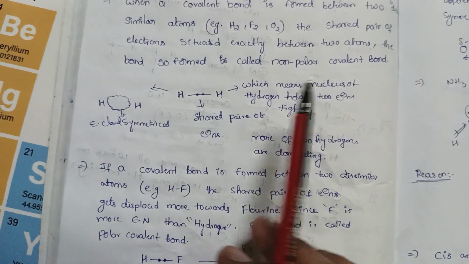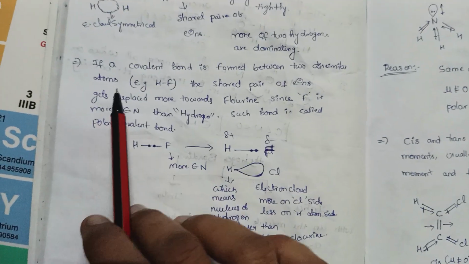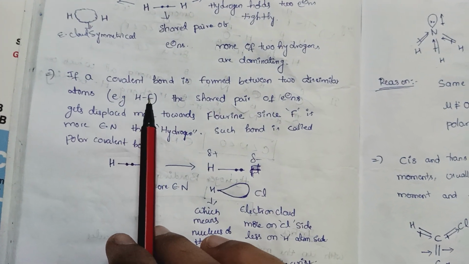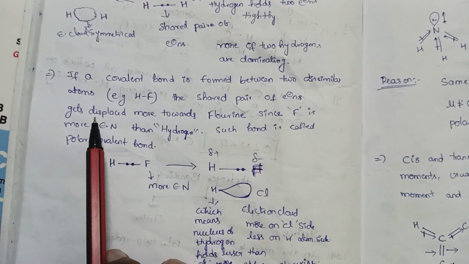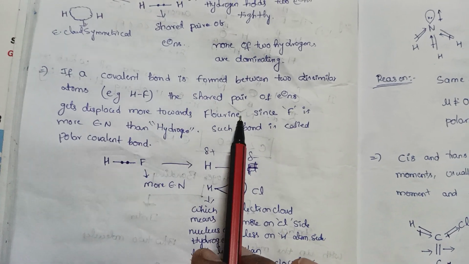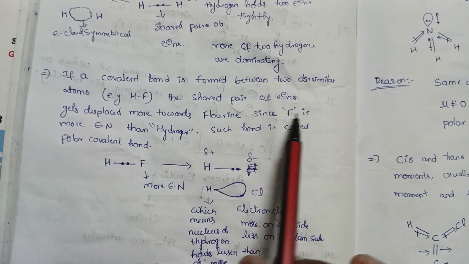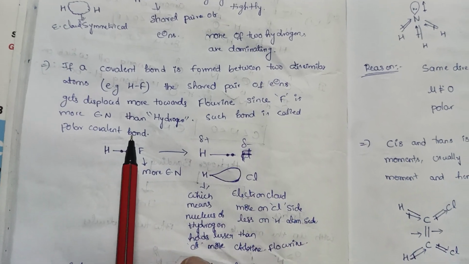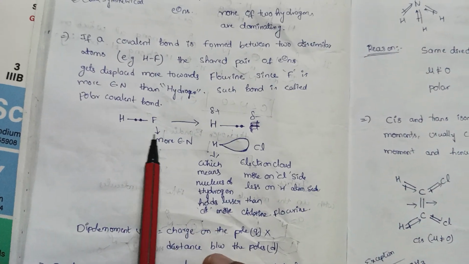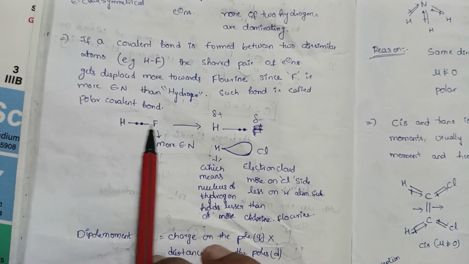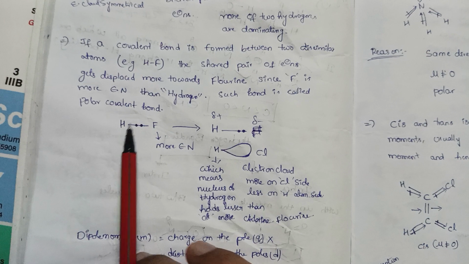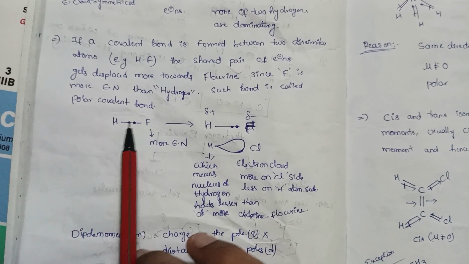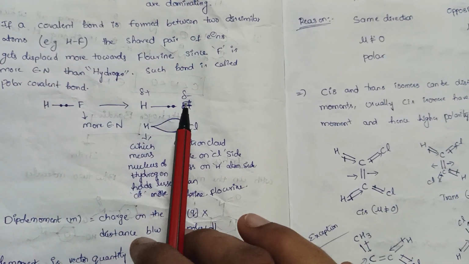cloud is symmetrical. If a covalent bond is formed between two dissimilar atoms like HF, the shared pair of electrons gets displaced more towards fluorine. Since fluorine is more electronegative than hydrogen, the bond is called a polar covalent bond. If we take the HF molecule, fluorine is more electronegative than hydrogen. It pulls electrons towards fluorine, and the electron density is more towards fluorine.